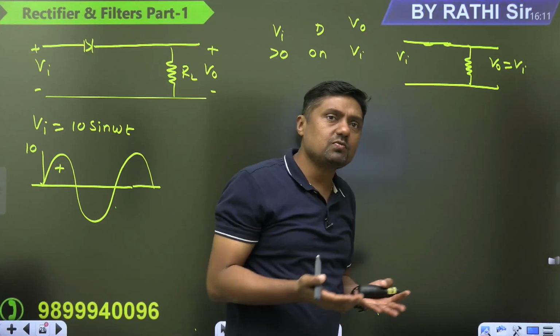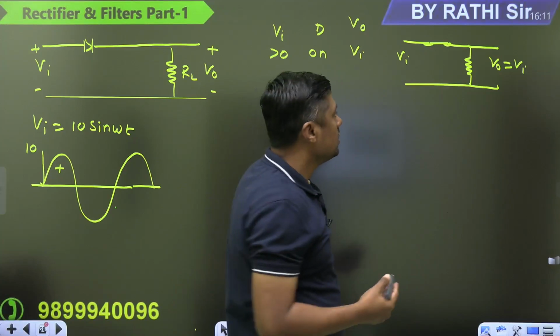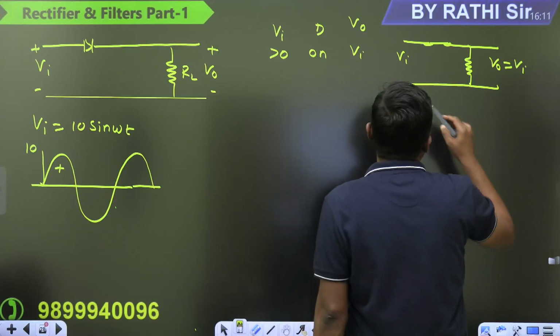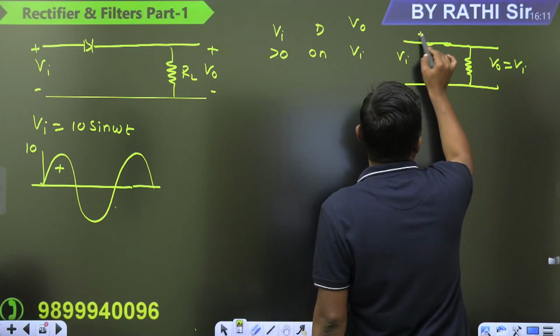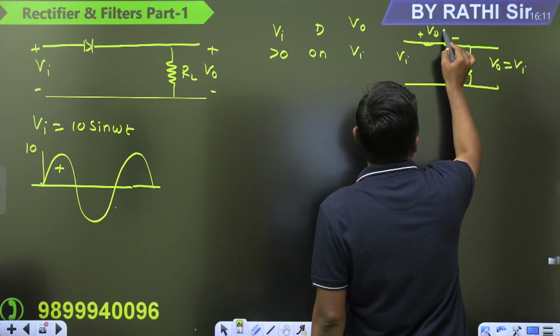So what is the highest value of the output? 10 volt. So you will get the exactly replica of the input. And what is the drop across the diode? 0. Ideally it is 0.